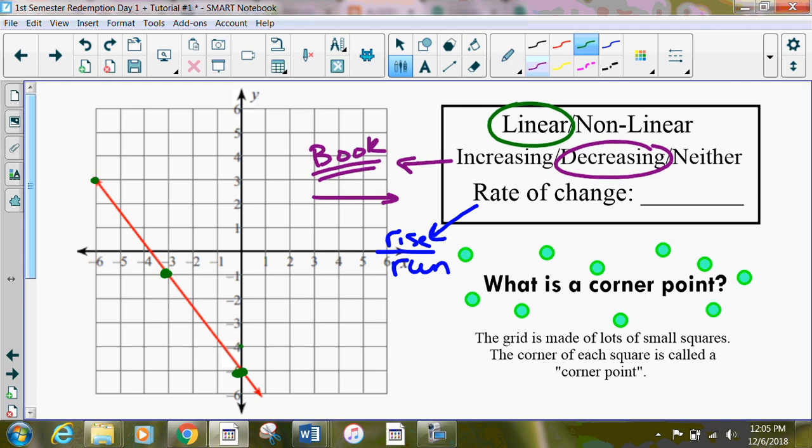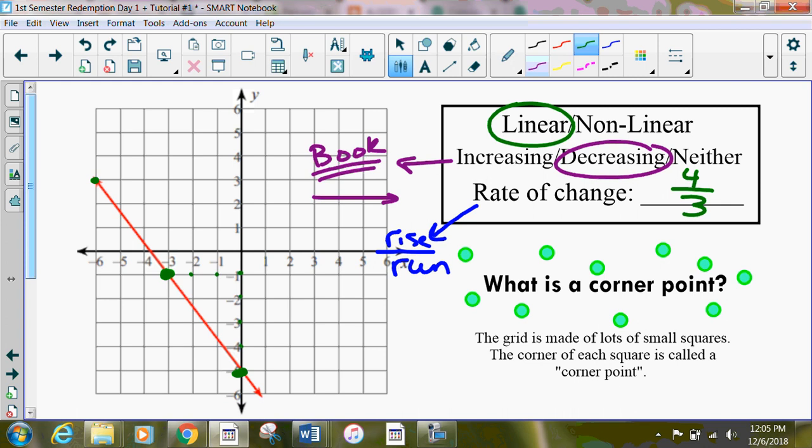I rise up 1, 2, 3, 4. So I'm going to rise up 4 to get to the same level as my second point that I see over here, and I run 1, 2, 3. So my run is 3. But I'm not done, right? Because if I left it at 4 over 3, that means for every time I run up 4, I'm going to run 3, which sounds good, except for, wait a minute.